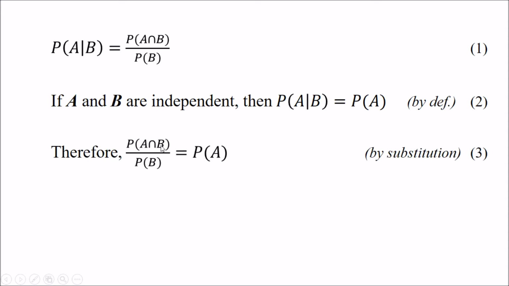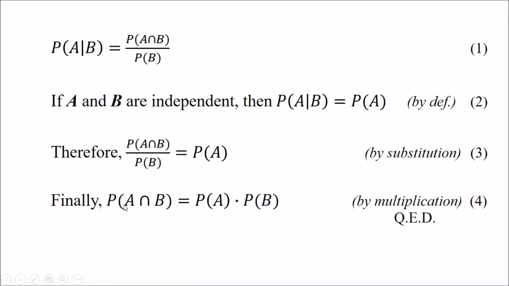Therefore, the probability of A and B divided by the probability of B would have to equal the probability of A. Now, where did this come from? It's by substitution. I'm replacing the probability of A given B in line 2 with the result in line 1. Finally, if I multiply each side of equation 3 by the probability of B, we end up with the probability of A and B is equal to the probability of A times the probability of B. And that's the end of our proof.